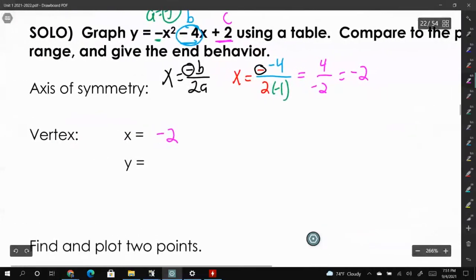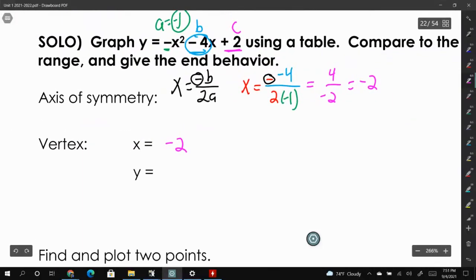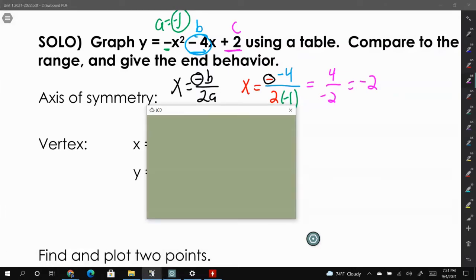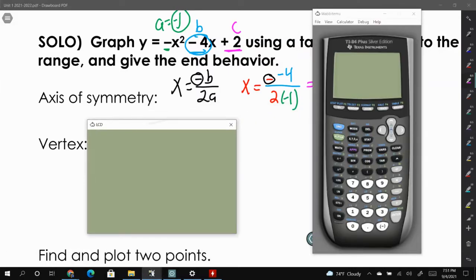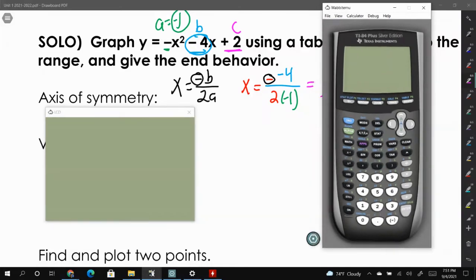And now we need to plug in -2 into the function to get our y value. Please pay attention to how I'm typing this into the calculator. We have a -x, so negative. Now, x is -2, so I'm going to put -2 in parentheses, squared.